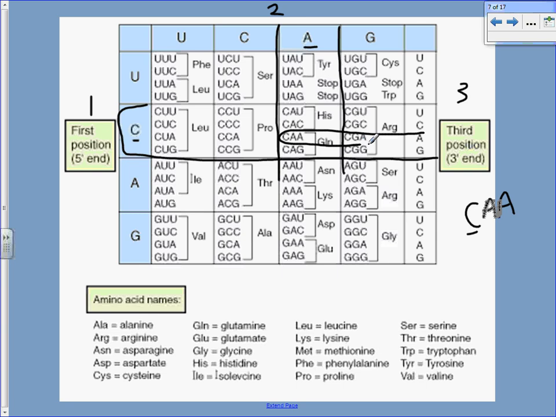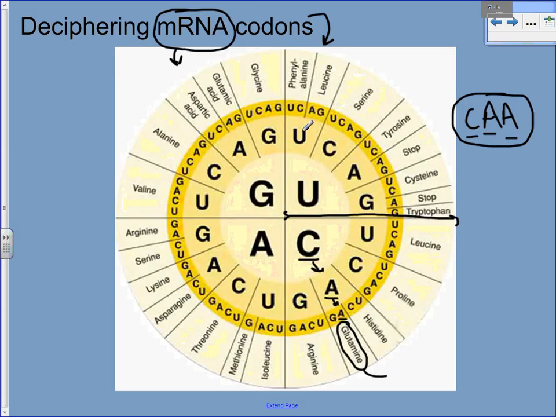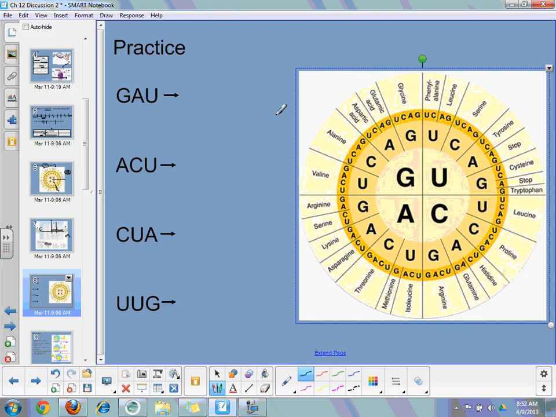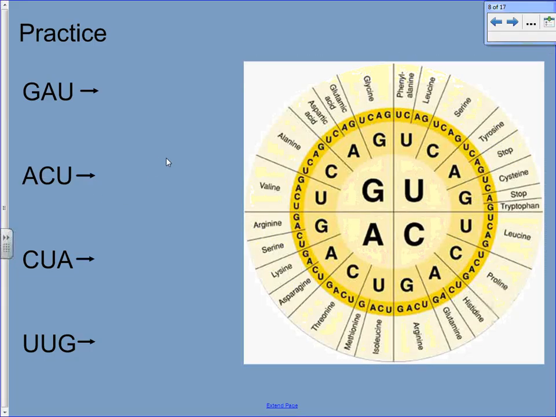So if we do a little bit of practice here. GAU, that'd be aspartic acid. ACU, that'd be threonine. CUA would be leucine. And UUG would also be leucine. So pay attention to that for just a second.